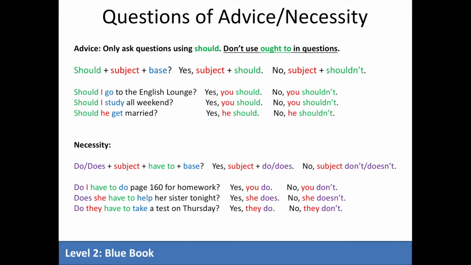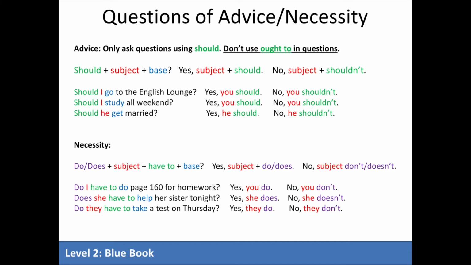Now, to ask about necessity, we have to remember our question structure. So first, we must start with the helping verb do or does, followed by the subject, then have to, and the base verb. Again, do or does is chosen by the subject of your question. To answer these questions, start with yes or no, then the subject, then you can use the helping verb do or does in a positive answer, or don't and doesn't in a negative answer. Again, choosing do or does, or don't or doesn't is based on the subject of the statement or question.